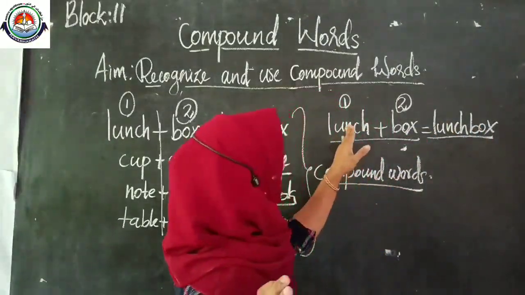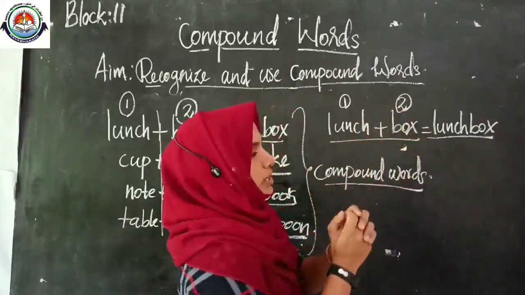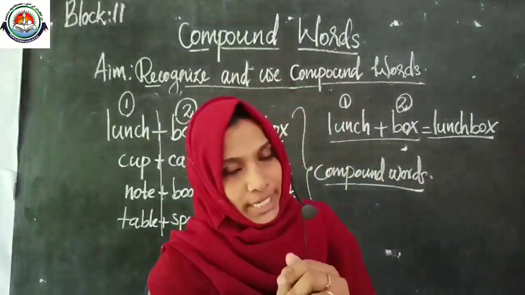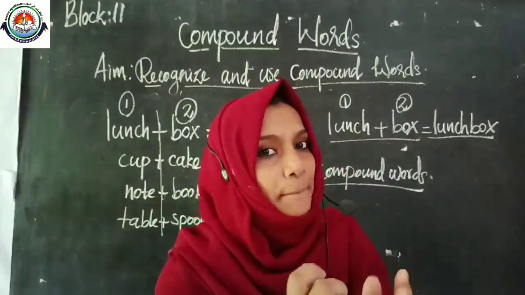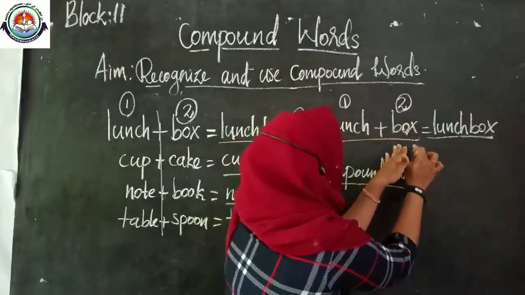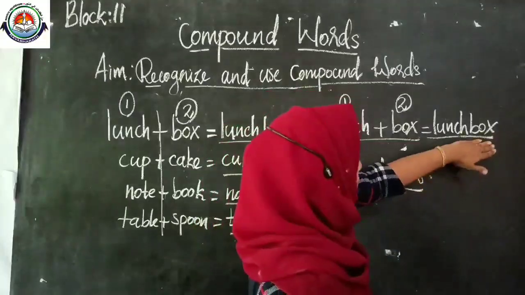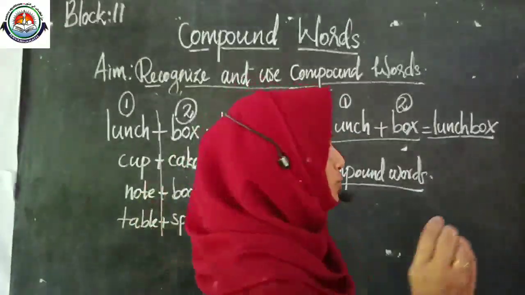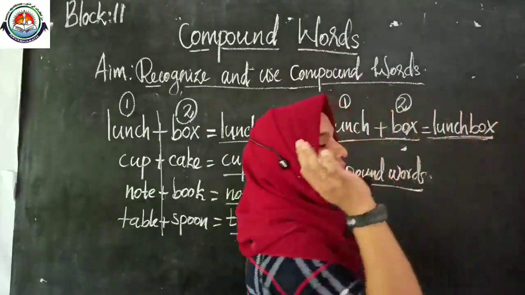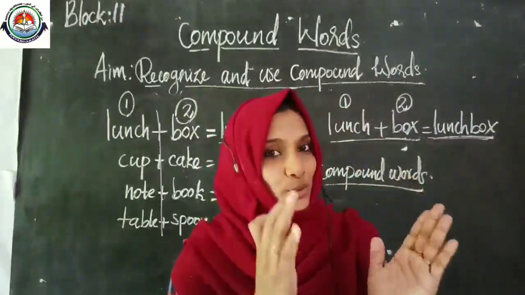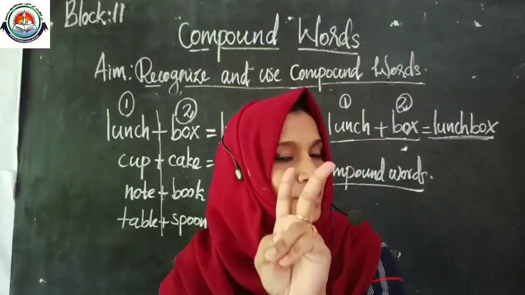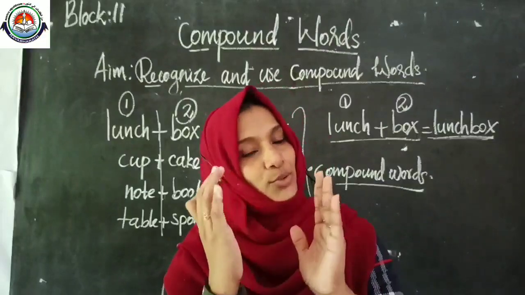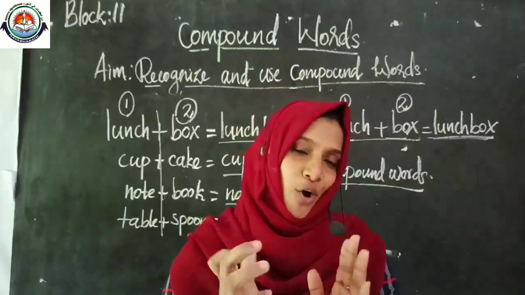So here lunch and box, these divided parts, have their own meanings. Then after adding these two words, we got a new word, lunchbox, which also has its own meaning. So these three words are meaningful words. When we add two meaningful words, we get another new meaningful word. Those words are called compound words.